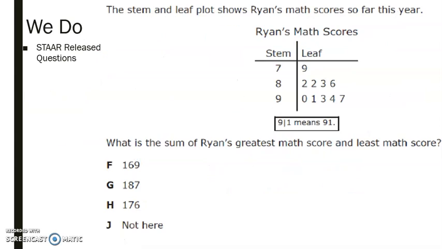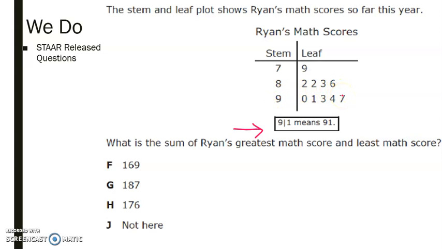Okay, so now let's look at the next problem. It says, the stem leaf plot shows Ryan's math scores so far this year. What is the sum of Ryan's greatest math score and least math score? Okay, so remember when looking at a stem leaf, it's important to look at your key. So in this case, 9/1 means 91. So in this case, he's got a 79, an 82, an 82, an 83, an 86, and then we have a 90, 91, 93, 94, 97.